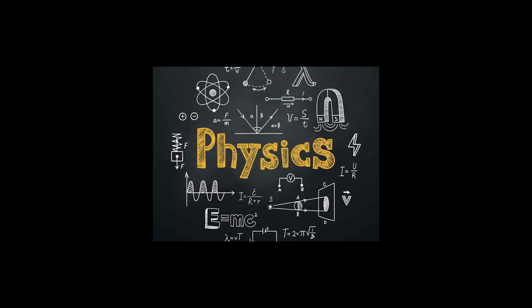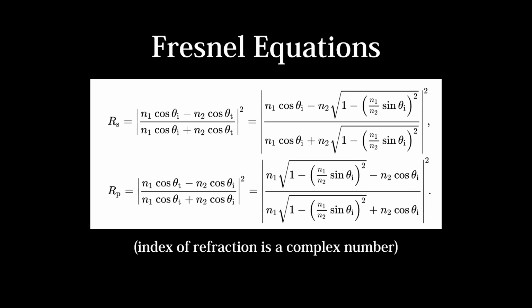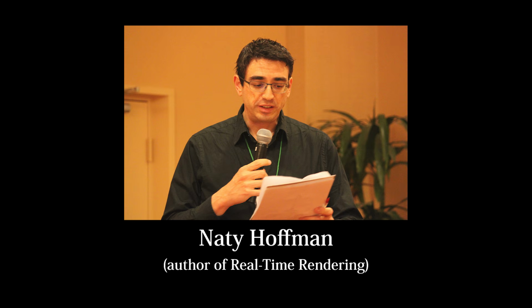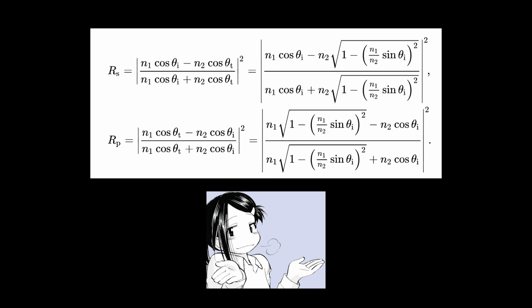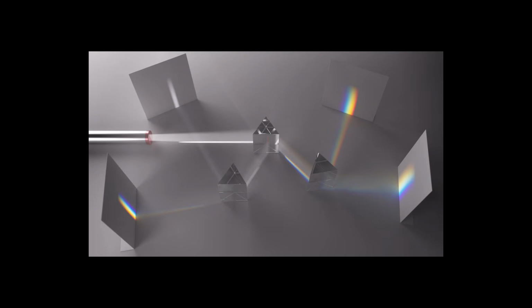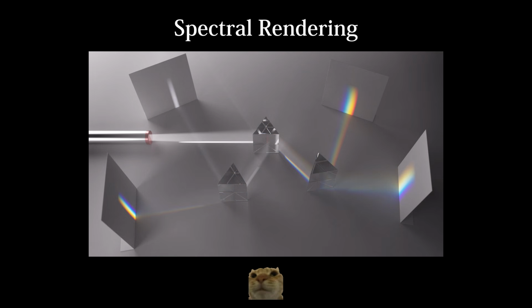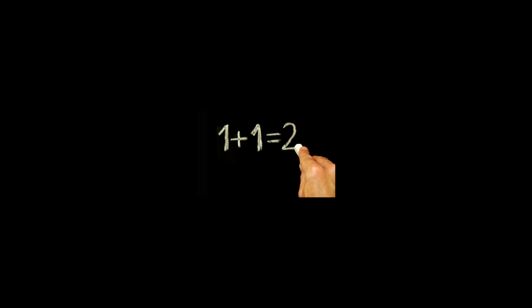Fresnel reflectance in physics is described by the Fresnel equations, which are extremely complicated, so complicated that Natty Hoffman wrote a paper called Fresnel Equations Considered Harmful. The paper concludes that it's a waste of time to use these Fresnel equations in most rendering contexts, and the only benefit would be seen in spectral rendering, which we aren't doing. So instead, we will go with a simpler approximation.